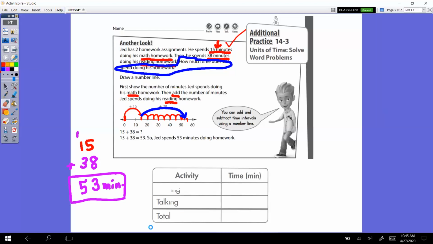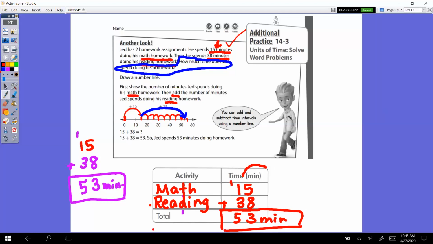And another way that you guys might see this information is in table form. Okay, so the first activity was his math homework. And then the next activity was his reading. Okay, he spent 15 minutes doing his math homework and 38 minutes doing his reading homework. And we need to add them together to find the total. And once again, we get 53 minutes. Don't forget your labels, no negative numbers there. Okay, and it even tells you up here what our label should be. Okay, so that is this first part of adding time.